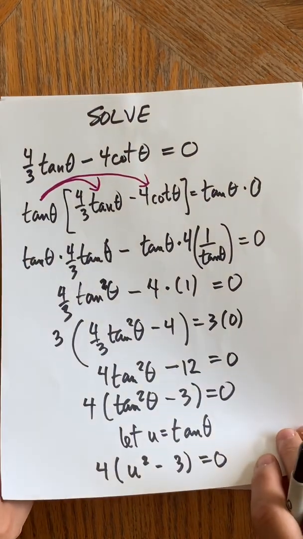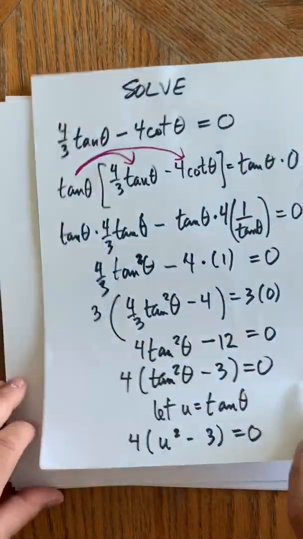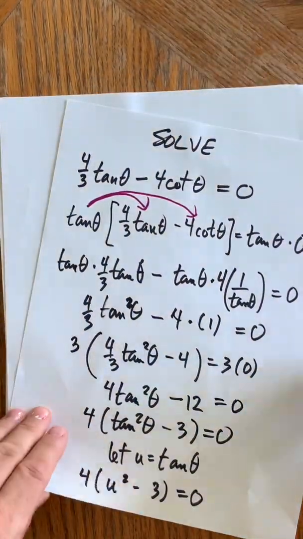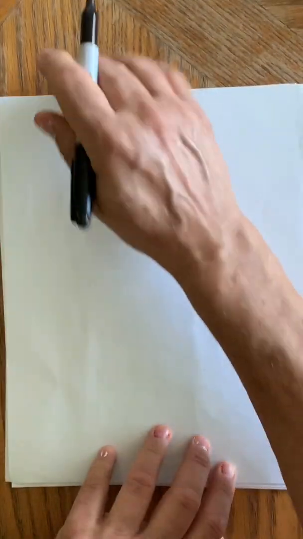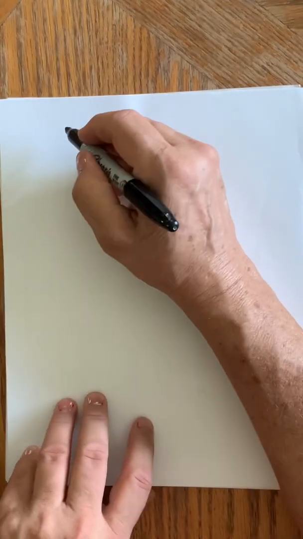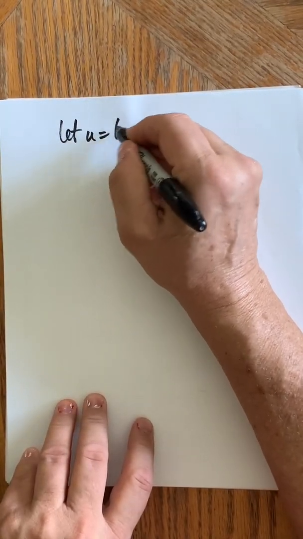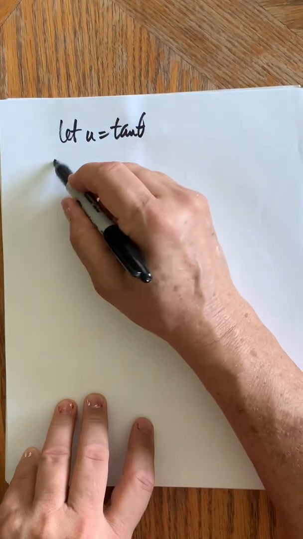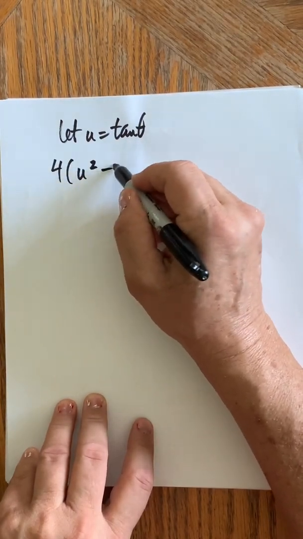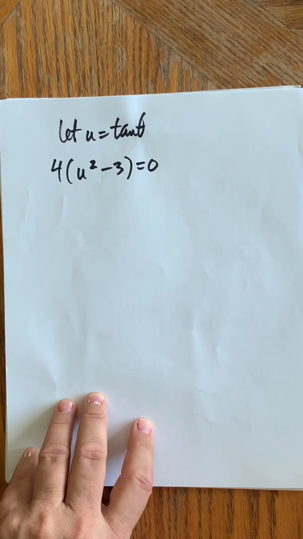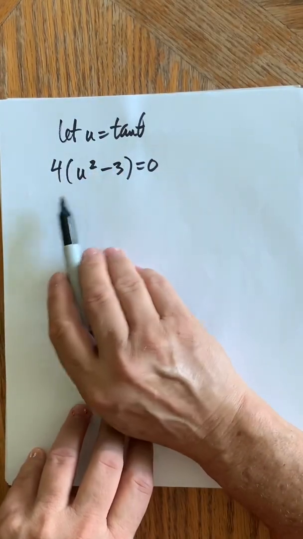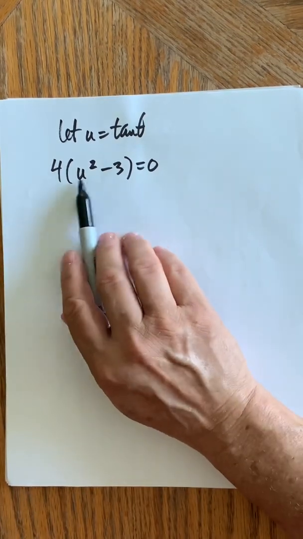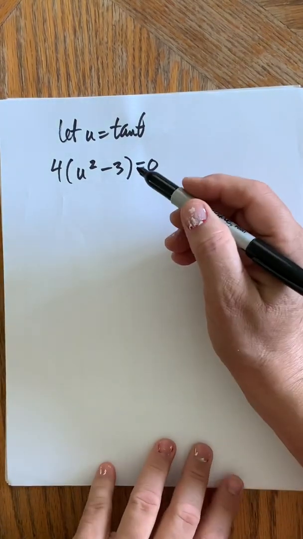Let's go to the next page. Let me carry that forward and make sure you can see this. So we're solving here where we let u equal tangent theta, and we're solving 4 times u squared minus 3 equal to 0. Technically this is a product equal to 0, and 4 can never be 0, so only the u squared minus 3 can be 0. That's the only thing you really care about.